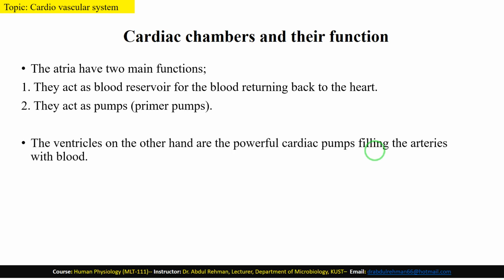While the ventricles, on the other hand, are powerful cardiac pumps, filling the arteries with the blood. The right ventricle pumps blood to the lungs through pulmonary arteries, while the left ventricle pumps blood to the aorta and to the systemic circulation.